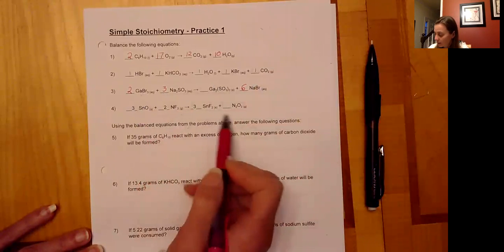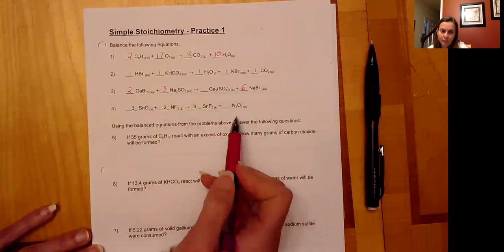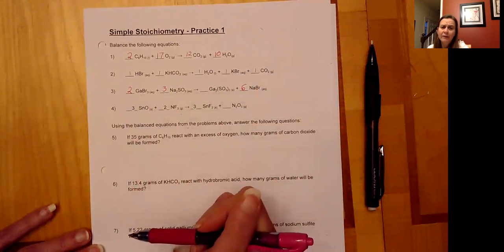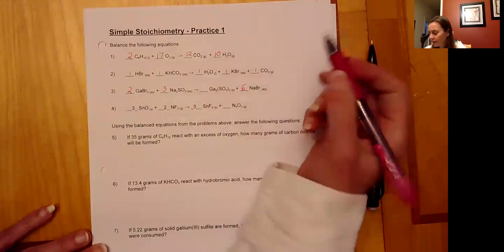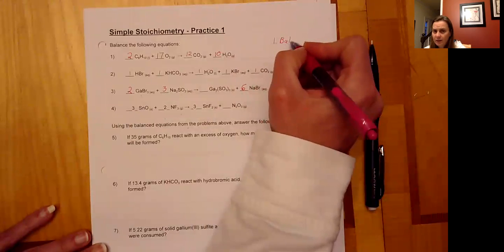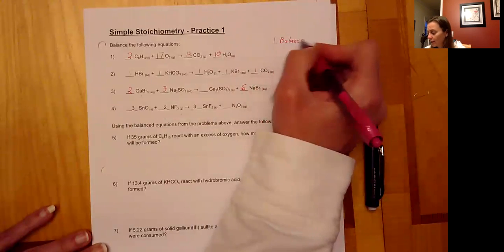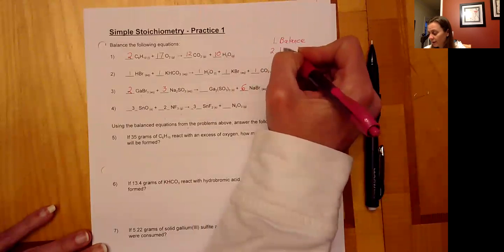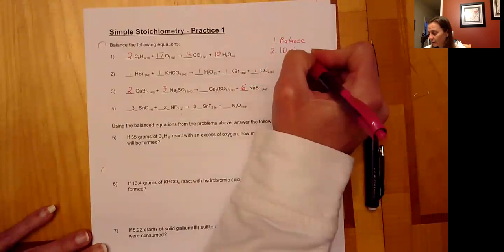And then the last one, I've already balanced for you. So now that we have balanced equations, we remember that we always have 5 steps of stoichiometry. We're going to balance our equations, and then we're going to identify the given and the unknown.